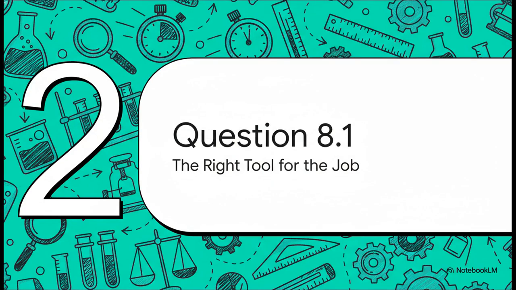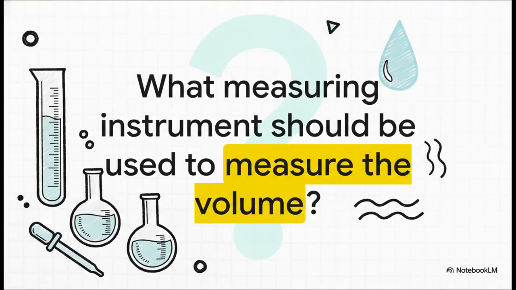Okay, on to the first question, 8.1. This one is all about picking the right tool for the job, and it's a test of your basic lab skills. So the question is simple. What should you use to measure the volume of water? It seems like a softball, but what they're really checking is if you know which instruments are designed for measuring volume accurately in a science lab.